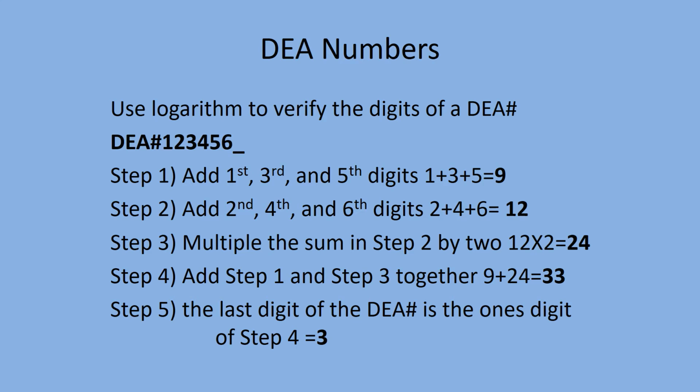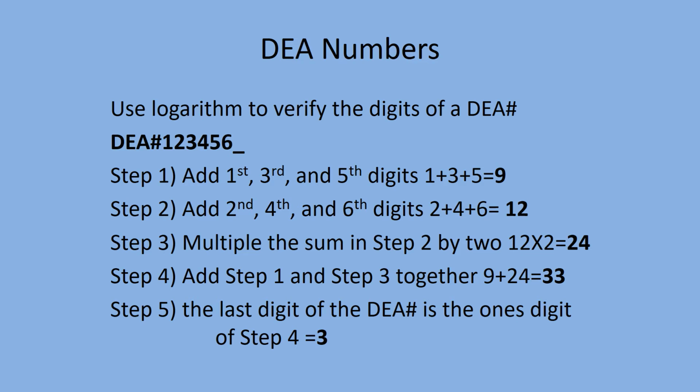You will then use an algorithm to verify the digits of a DEA number. A DEA number includes seven digits. However, you'll use the first six digits to verify the seventh. In the first step, you'll take the numbers in the first, third, and fifth positions and add those together. In our example, the first, third, and fifth numbers would be 1, 3, and 5 respectively, for a sum of 9. In the second step, you'll add the digits in the second, fourth, and sixth positions. For our example, the numbers would be 2, 4, and 6 for a sum of 12.